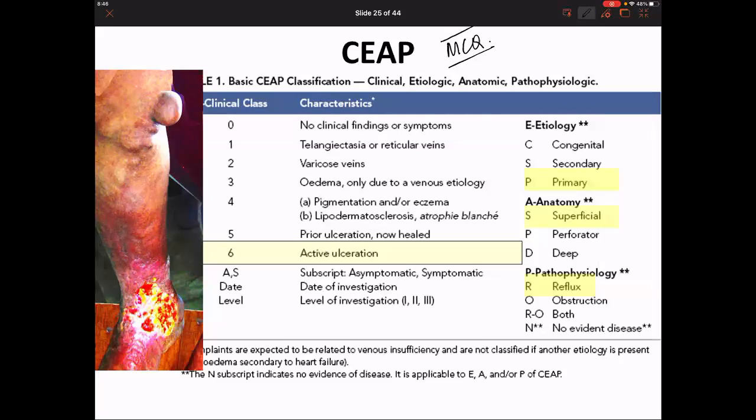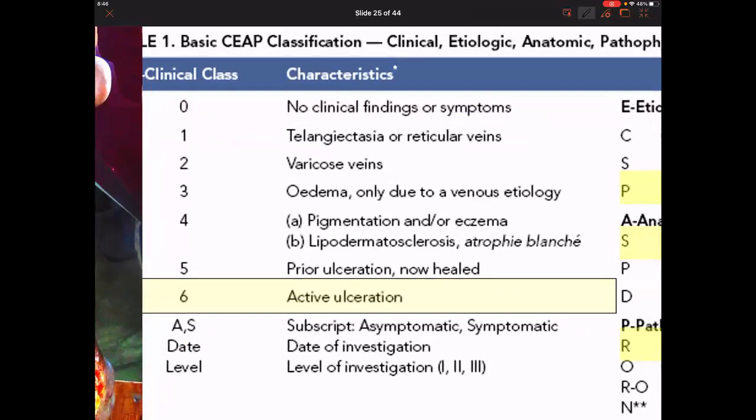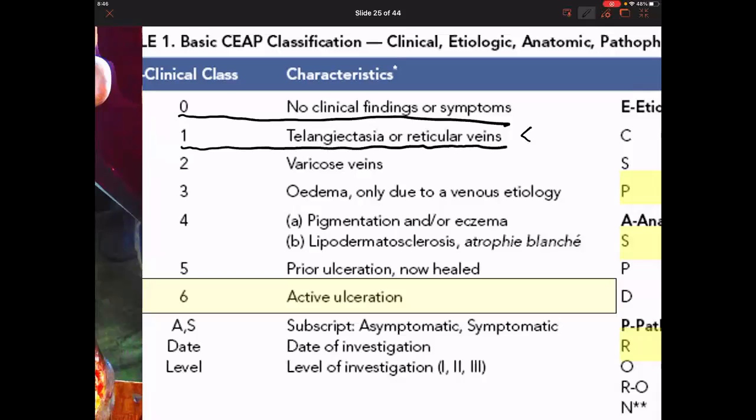What are the clinical class or the grade of varicose vein? Can you see the screen, everyone? Good. Grade 0 is no clinical findings or symptoms. Grade 1, telangiectasia or reticular veins, means anything less than 3 millimeter. Grade 2 are varicose veins. You know what is a varicose vein now.